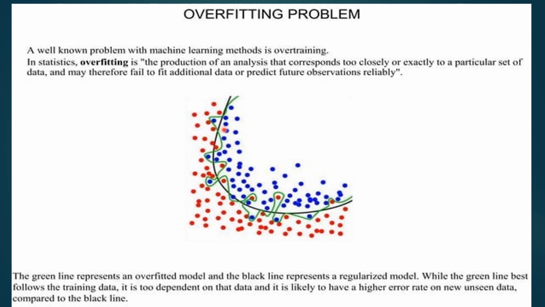So the green line represents the overfit model and the black line represents the regularized model. While the green line follows the training set best, it depends on the data and is likely to have a high error rate on new, unseen data compared to the black line. So the black line, which means the regularized model, has a lower error compared to the green line.